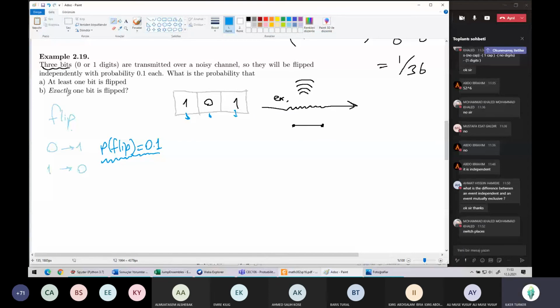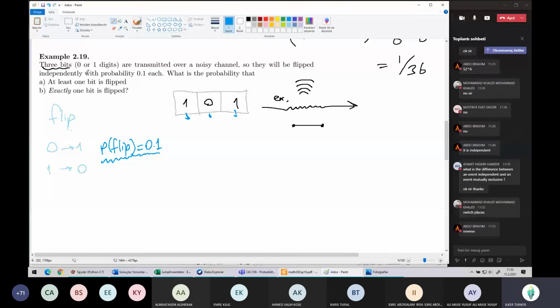And what is the probability that at least one bit is flipped? Yes, this is a probability question. Probability of at least one flip equals 1 minus what? What is the complement of this event?